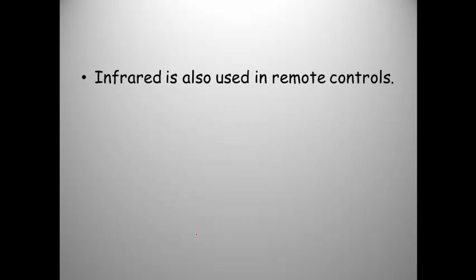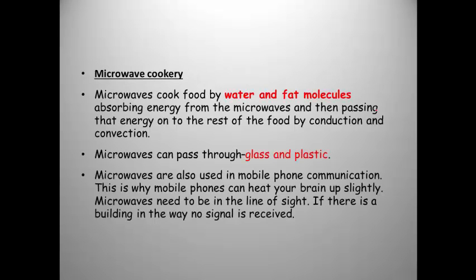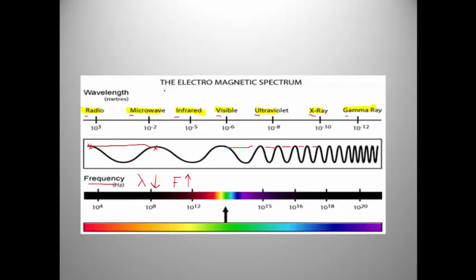Infrared is also used in remote controls. Now you need to know that. What you need to do is compare that with microwave cooking. So looking back to the electromagnetic spectrum, we're comparing microwaves and infrared now.